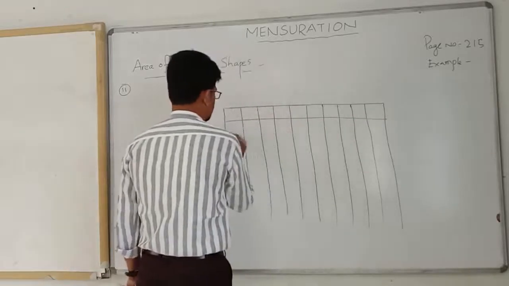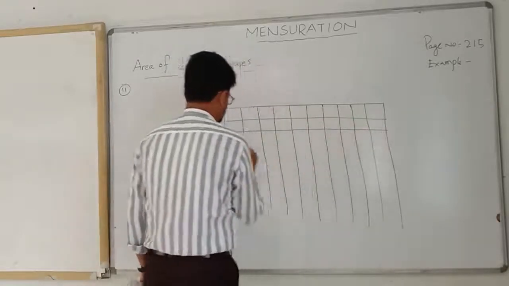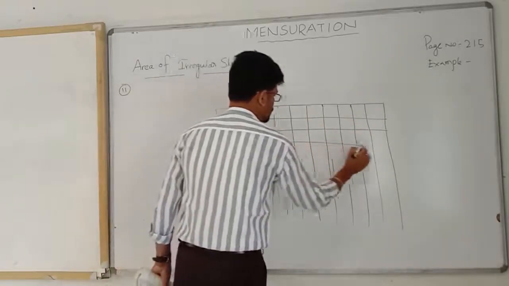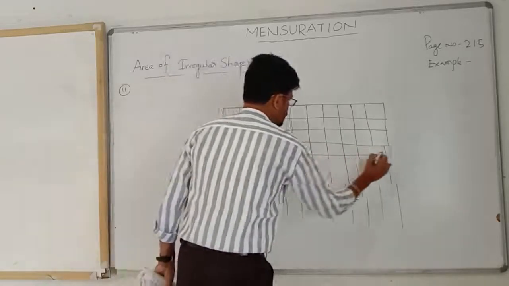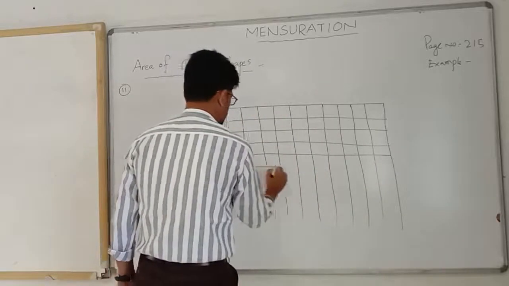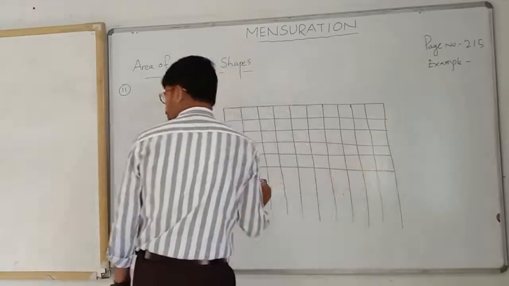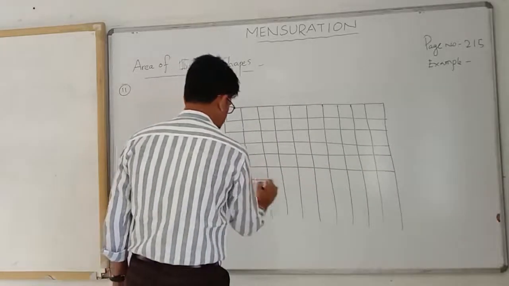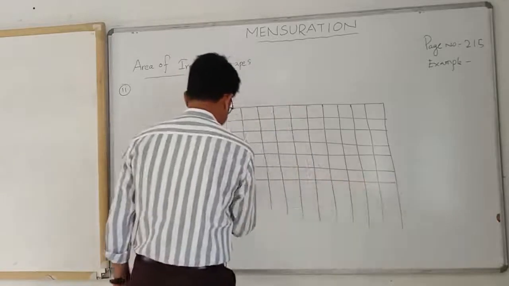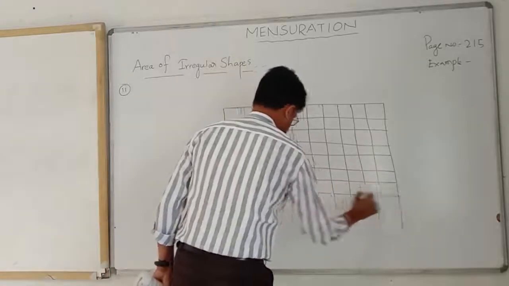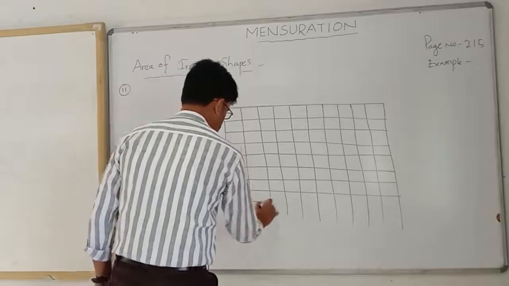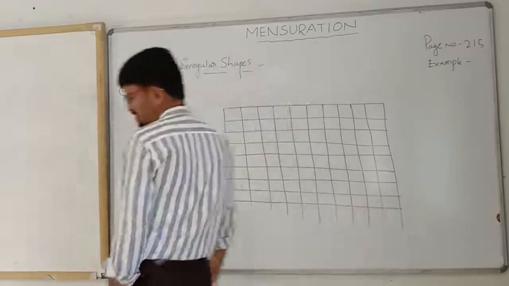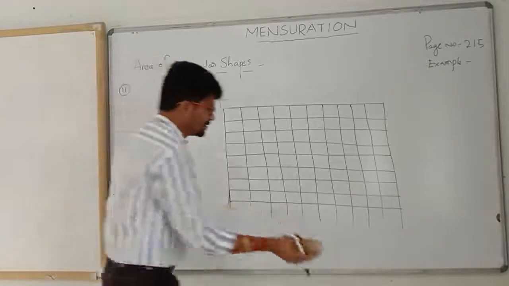1, 2, 3, 4, 5, 6, 7, 8. Let it be. Okay.